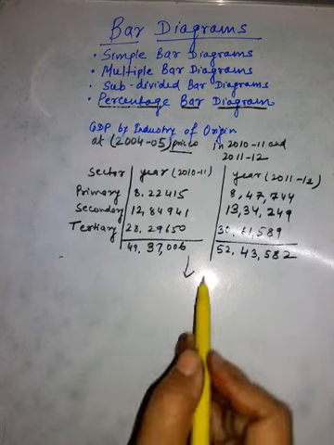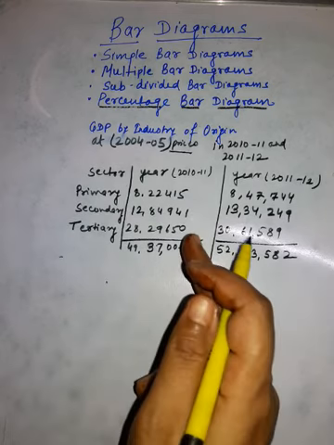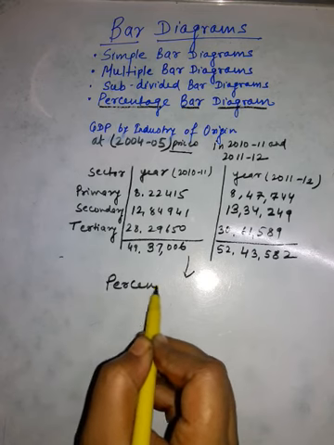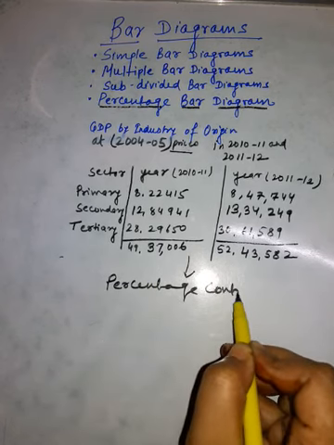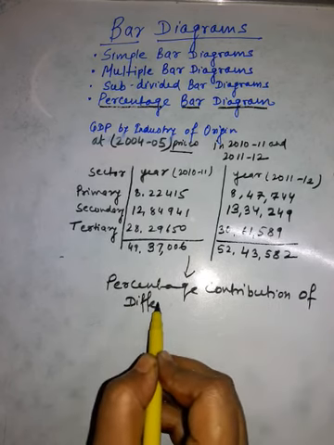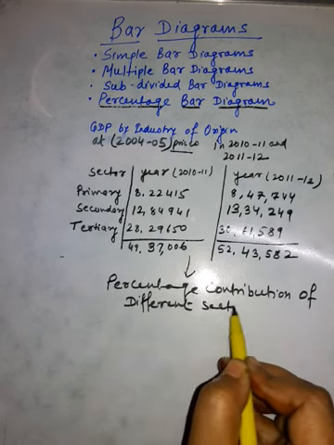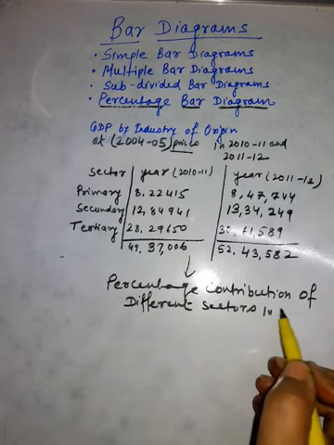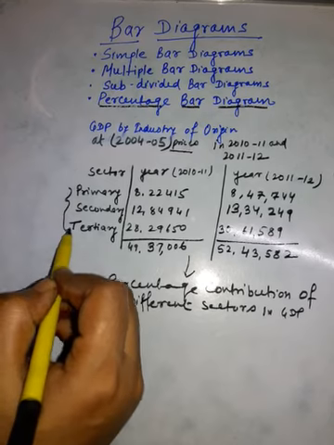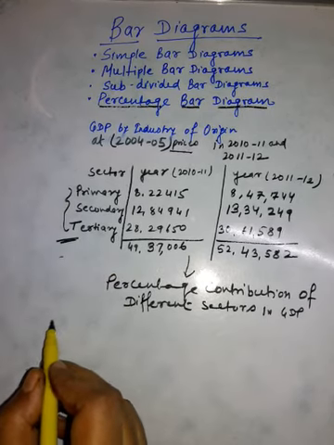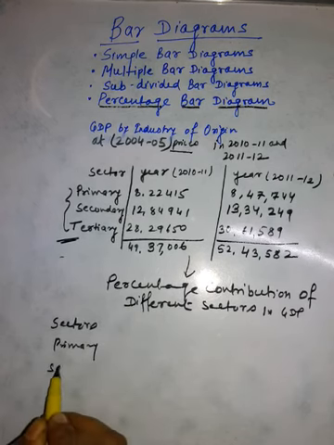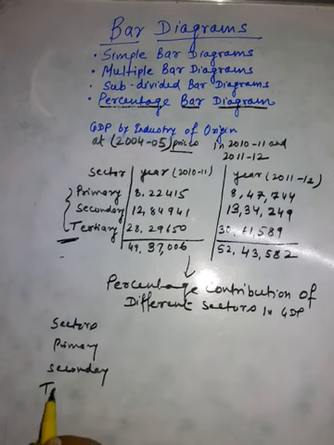Okay, so because we are going to convert this data into percentage, I write: percentage contribution of different sectors in GDP, gross domestic product. Okay, the first column is sectors, so write here sectors: primary, secondary and tertiary.